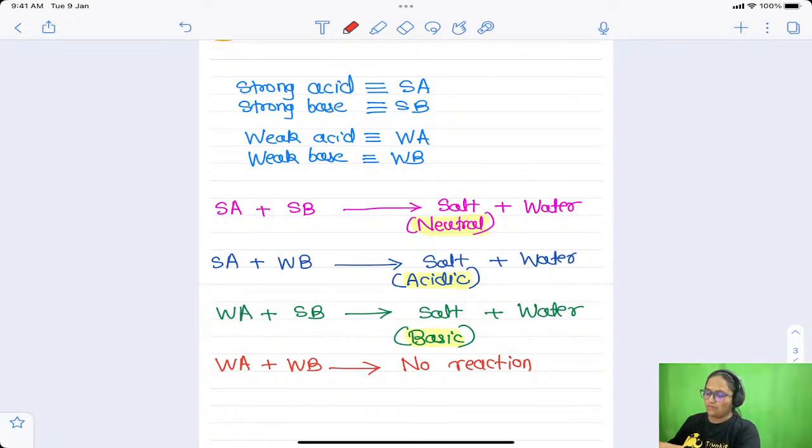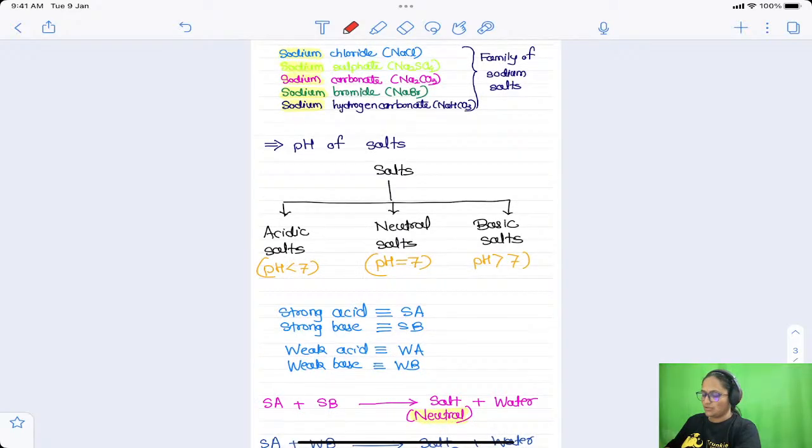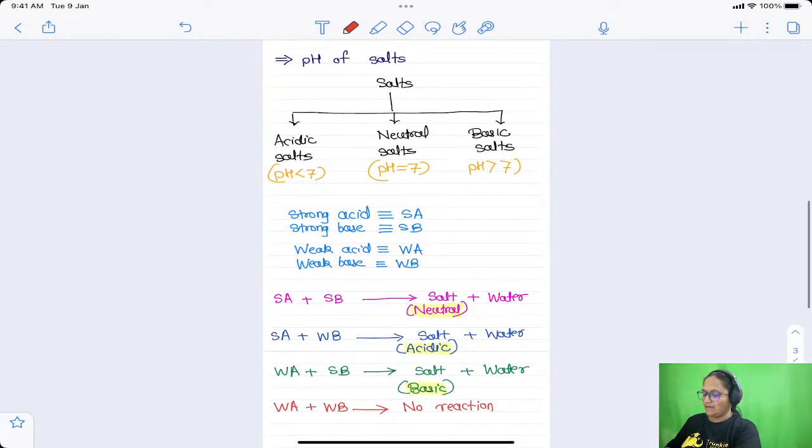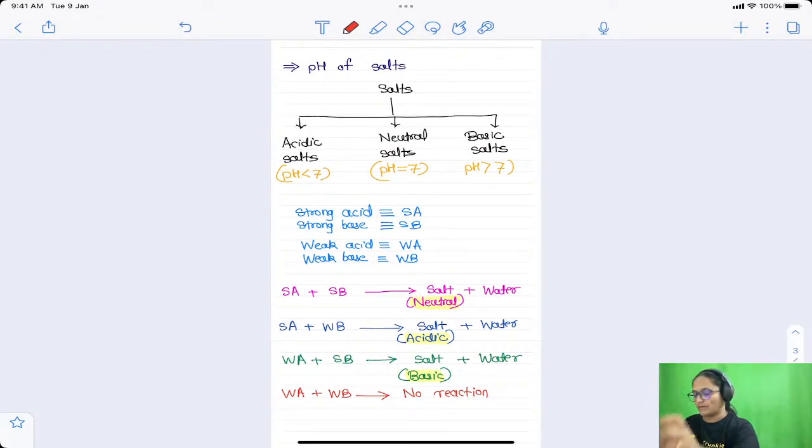So this is how you can find out the pH of the salt on the basis of what type of acid or what type of base you are using. So first of all, take a screenshot of this part, and then we will see the next concepts on the same topic. Take a screenshot.